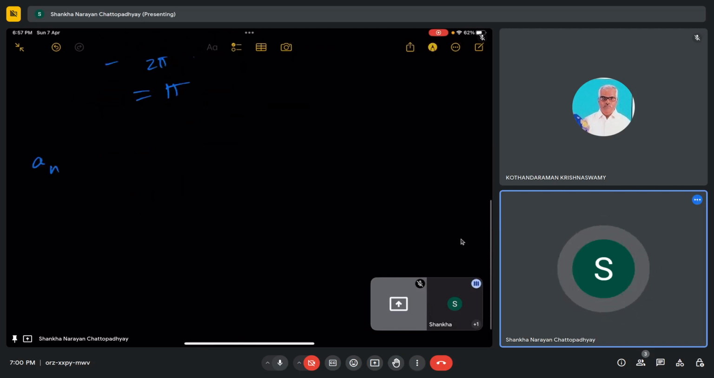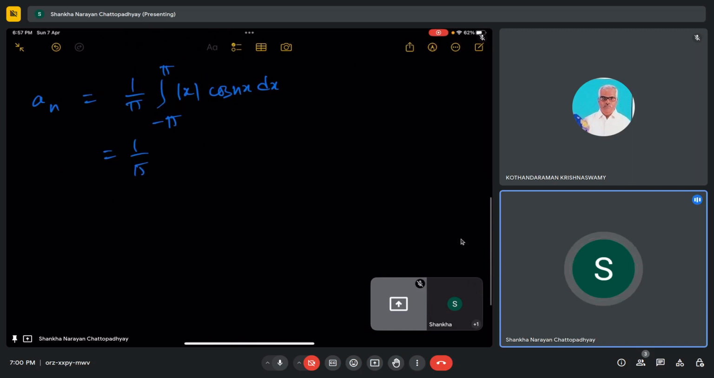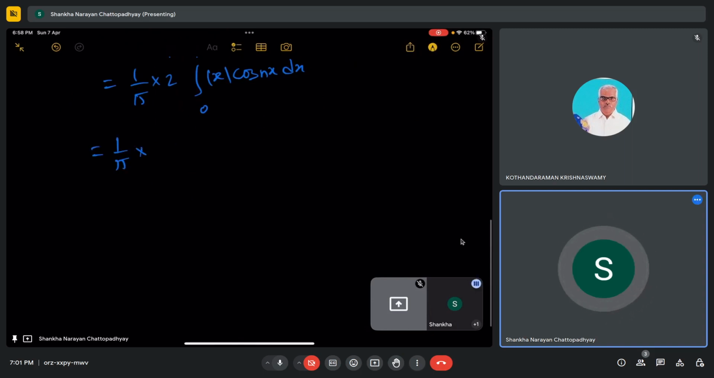Now we need to determine an equal to 1 by pi, the integral from minus pi to pi of f of x cos nx dx. Now our f of x is modulus of x, times cos nx dx. Once again, since it is an even function, you can write it as 2 times the integral from 0 to pi of mod x cos nx dx, or 1 by pi into 2 times the integral from 0 to pi of x cos nx dx.